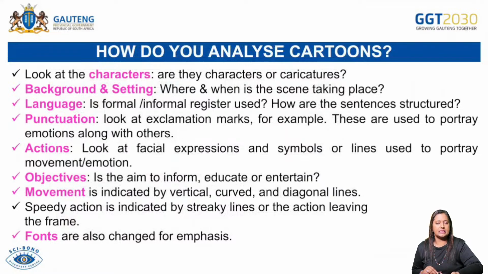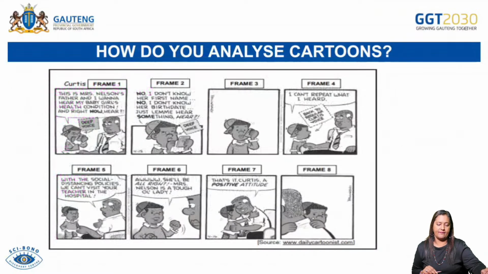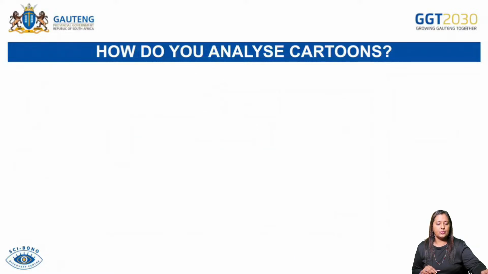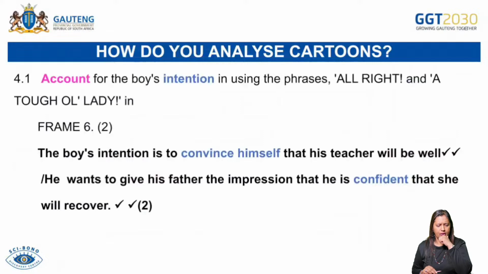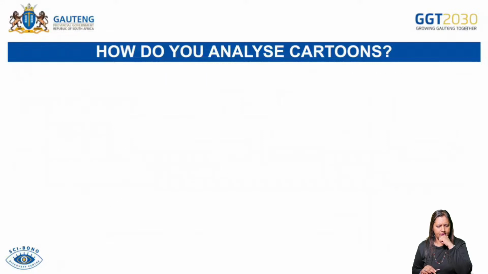The speedy action is indicated by those streaky lines, for example, or an action of leaving the frame, speeding off away. The font also could be changed to show emphasis, right? Now, this one appeared in the NSC exams a while back. Let me go back there.